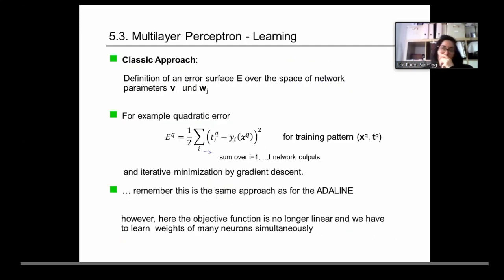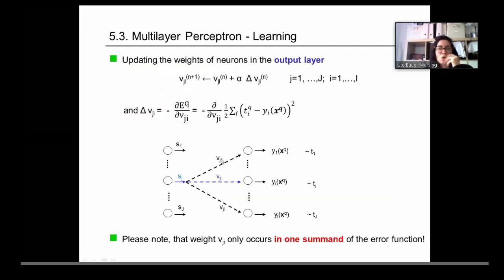So the approach that we are taking now is the same as for Adaline. We want to minimize the gradient of the error. We want to minimize the error function, and we want to do this by gradient descent. So let's focus first on the weights of the neurons in the output layer.